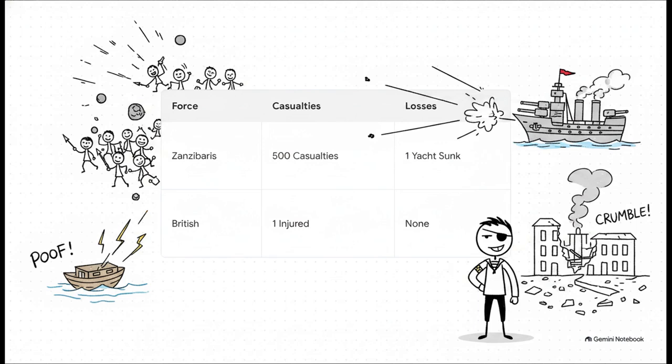And well, the numbers revealed the grim, totally one-sided reality of the battle. The Zanzibaris suffered around 500 casualties, and that prized wooden royal yacht, the HHS Glasgow, instantly vaporized by the HMS St. George. The British, literally a single injured sailor. The British naval artillery just completely pulverized the palace and crushed the resistance in under 45 minutes.